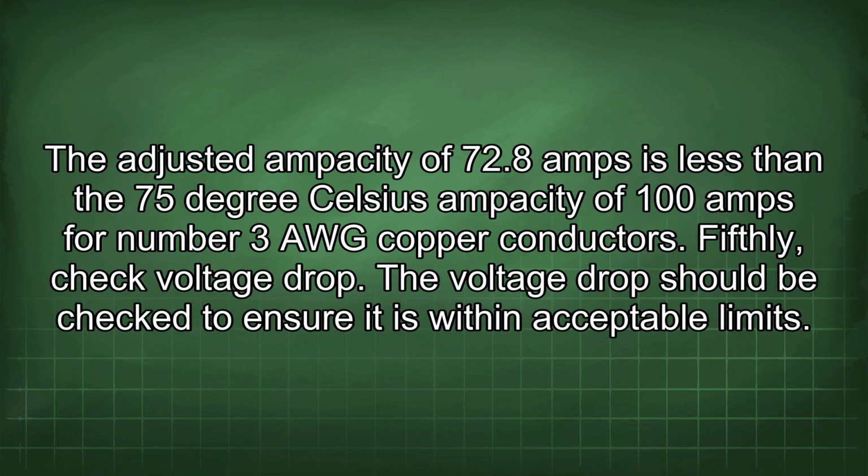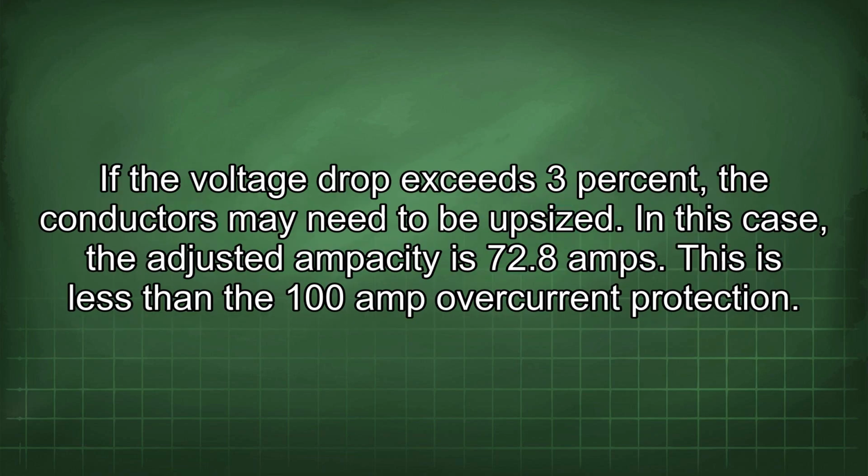The adjusted ampacity of 72.8 amps is less than the 75 degrees Celsius ampacity of 100 amps for number 3 AWG copper conductors. Fifthly, check voltage drop. The voltage drop should be checked to ensure it is within acceptable limits. If the voltage drop exceeds 3%, the conductors may need to be upsized.